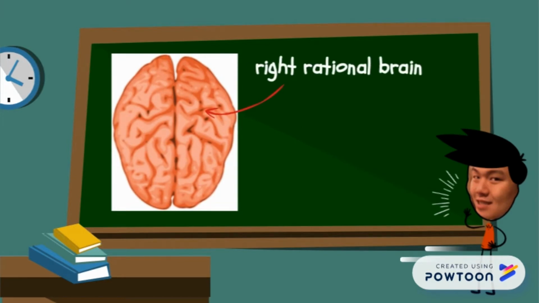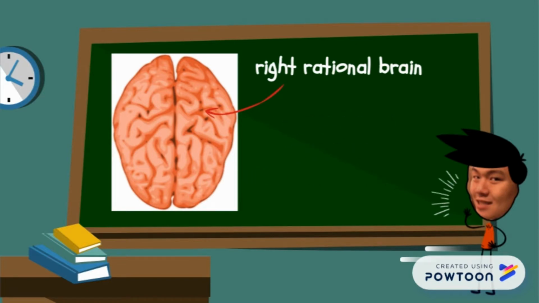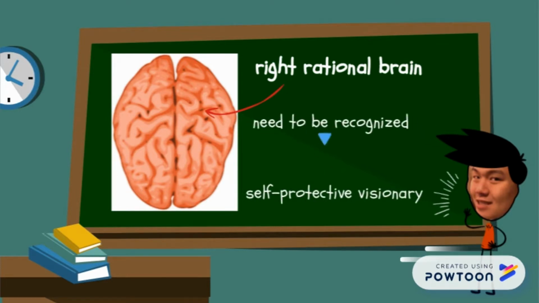The function of the right rational brain is to innovate, adapt, and envision. This function discovers meaning and possibilities. It helps in the conceptualization, synthesis, and formation of experiences of the brain. In the right rational brain, one decides whether to be perceptive or to be recognized. Being perceptive means you're a self-actualizing visionary, while having the need to be recognized means you're a self-protective visionary.